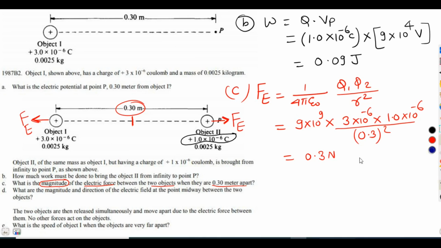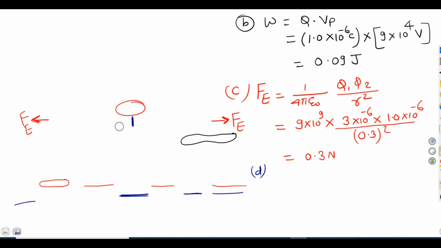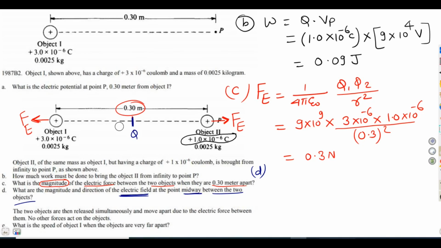Let us see the next part, that is part D. What are the magnitude and direction of the electric field? Now we have to find the electric field at the point midway between the two objects. So this is the midway point between the two objects. Let us suppose this is the point A.